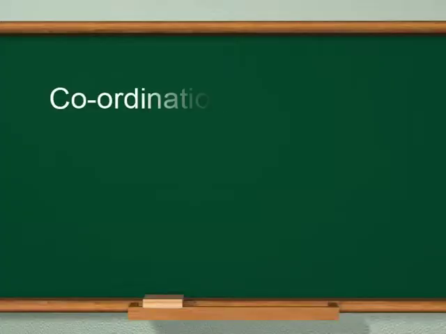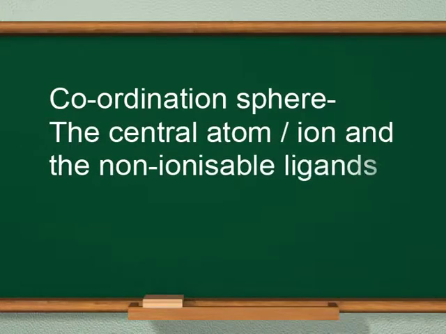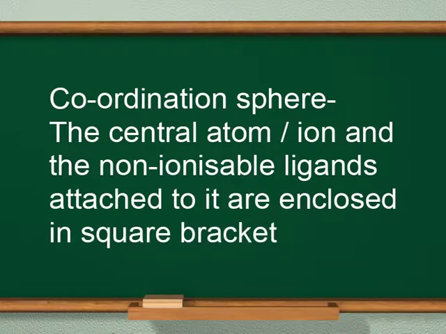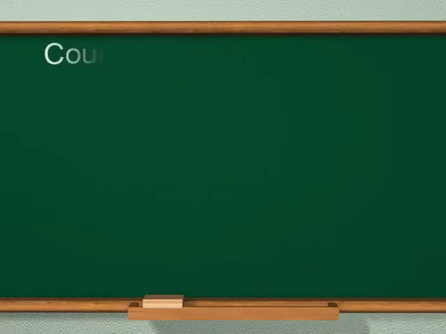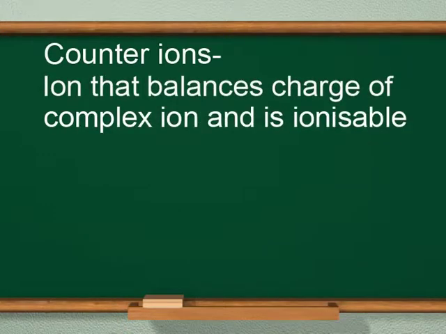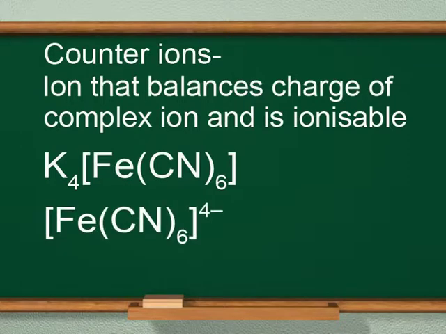Next term is coordination sphere. The central atom or ion and the non-ionizable ligands attached to it, enclosed in square bracket, constitute a coordination sphere. Another related term is counter ions, that is the ions that balance the charge of the complex ion and are ionizable, that is groups written outside the bracket. For example, in the shown complex K4[Fe(CN)6], the coordination sphere is [Fe(CN)6]4-, and the counter ion is potassium ion.